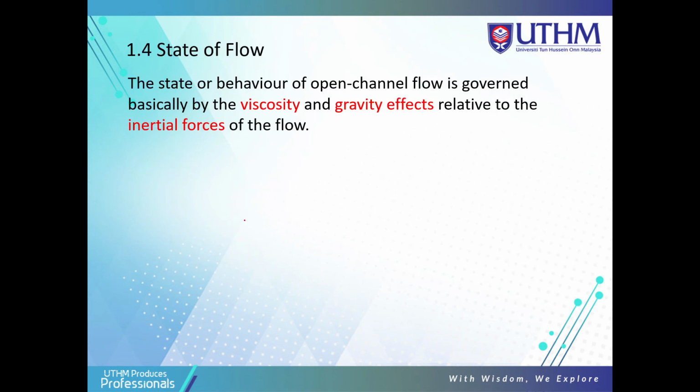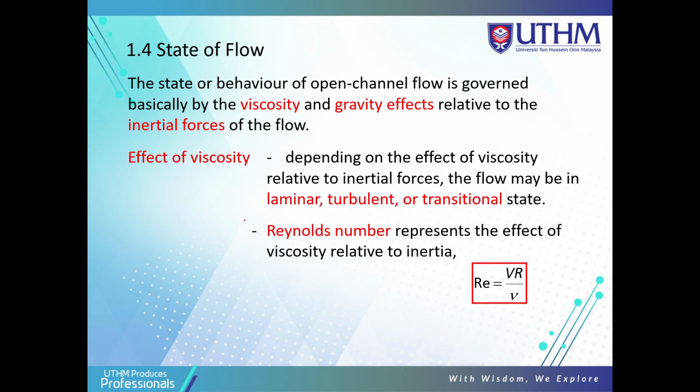Back to activity 1.1, the state of flow. We use the Reynolds number and the Froude number. The Reynolds number is affected by viscosity, so it depends on the effect of viscosity. The flow can be stated as laminar, turbulent, or transitional using the Reynolds number. Reynolds number is equal to velocity times hydraulic radius divided by viscosity.